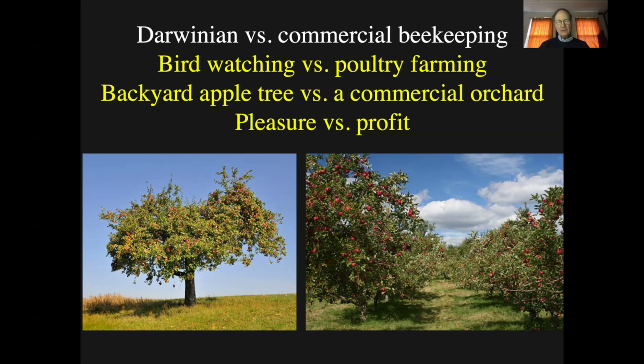You can imagine the one backyard apple tree is like one backyard hive. The commercial orchard is like a vast apiary. And another contrast is one is about pleasure and the other is about profit. So this Darwinian versus commercial beekeeping, they're very different approaches to beekeeping.